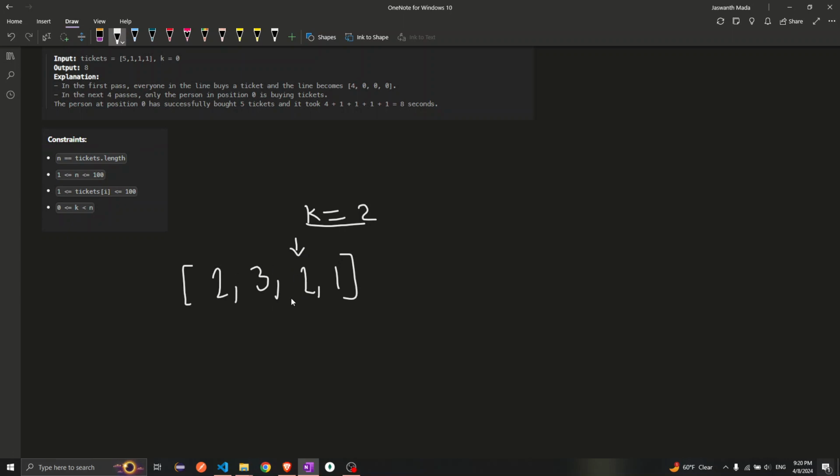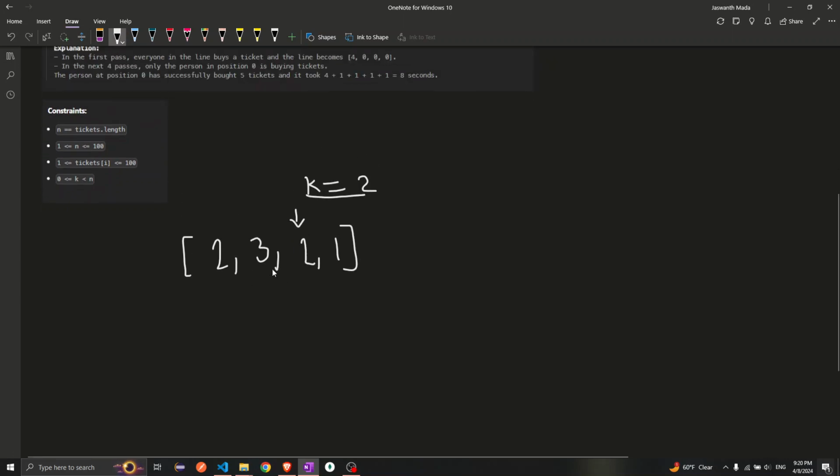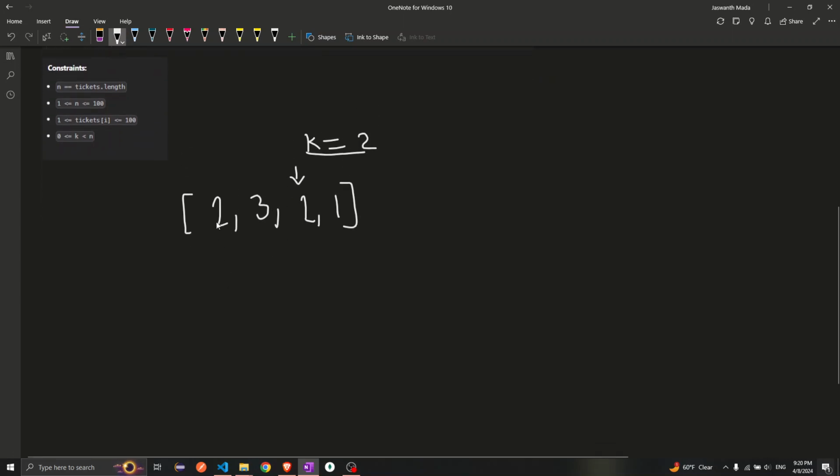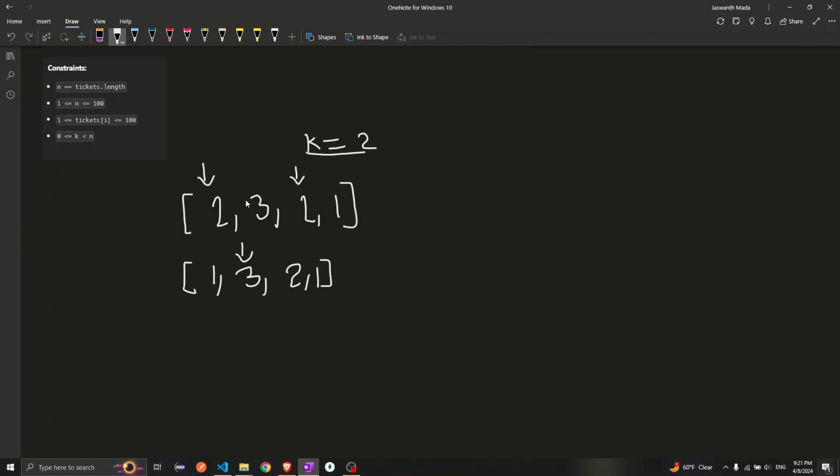So what the question is asking us is, after this person buys a ticket, he'll go back, right? So instead of doing this manual thing, what I'll do is place a pointer here and say this is the person who is going to buy a ticket right now. So when he buys a ticket, it becomes 1, 3, 1. Instead of moving this person to the back, I'll just move my pointer here. So now this person is the one who is buying the ticket.